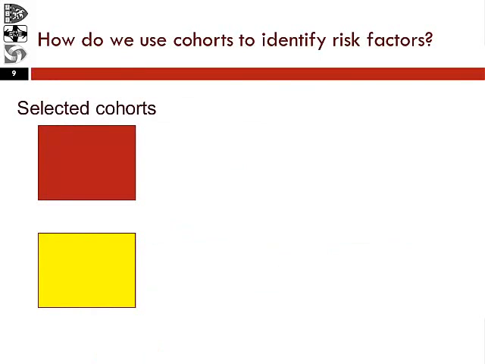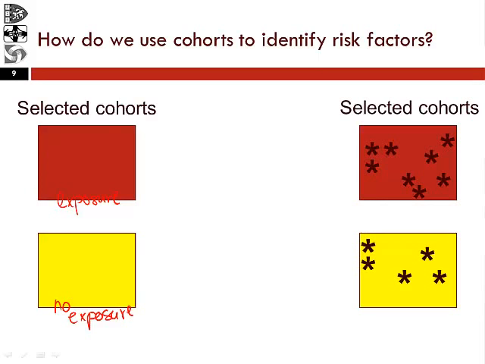So there are two ways that we can have cohort studies. One way is you have one group that has exposure, and you have an entirely different group that has no exposure. So I take these groups of people, one with exposure, one without exposure, and I follow them over time. And when I follow them, I say, who had the outcome? So in this case, a star is an outcome.